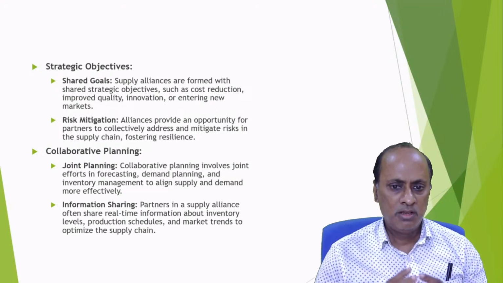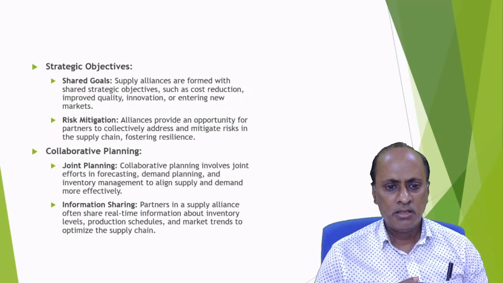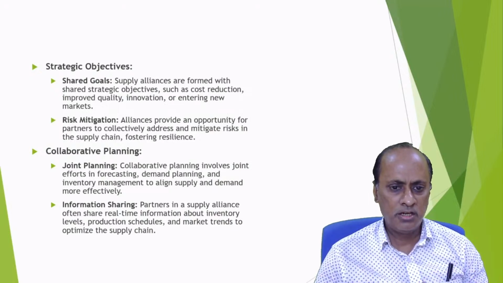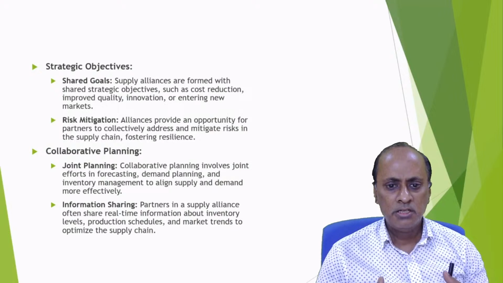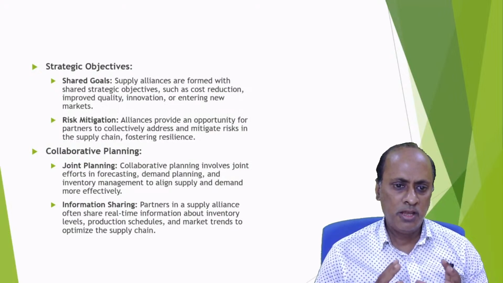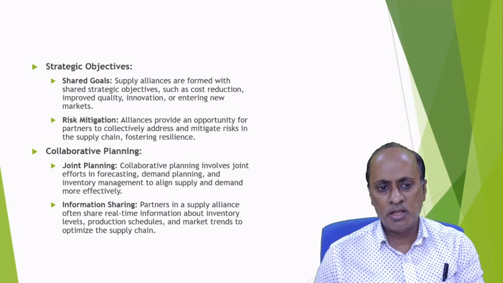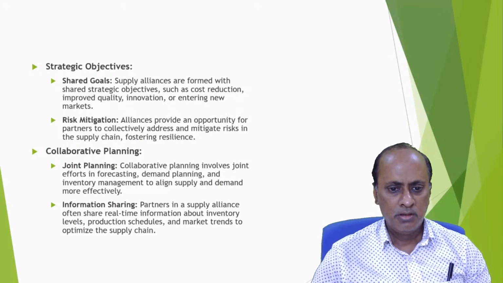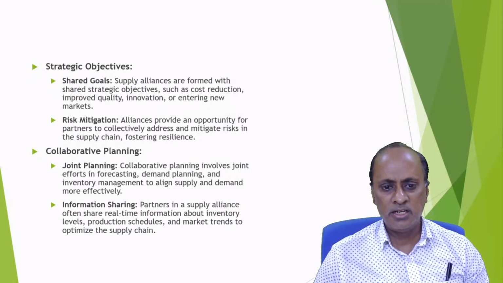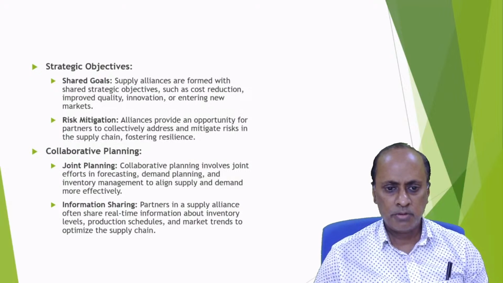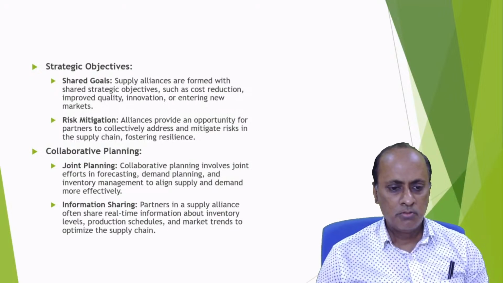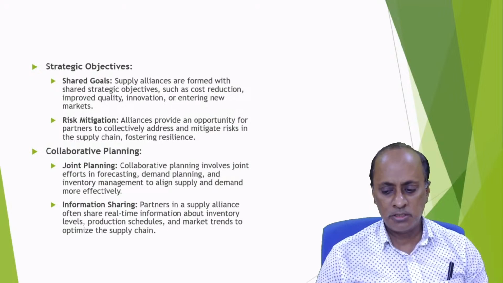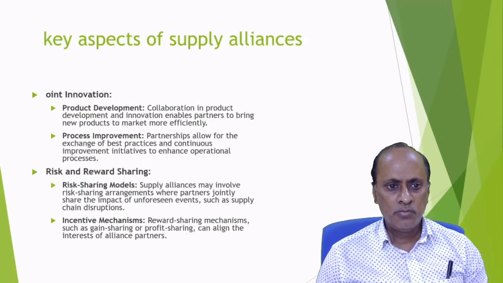Collaborative planning consists of joint planning and information sharing. When you plan anything, we may have collaborative planning. That means if you have demand forecasting, demand planning, or inventory management to align supply and demand more effectively, then you should have joint planning rather than individual planning. Information sharing: partners in a supply alliance often share real-time information about inventory levels, production schedules, and market trends to optimize the supply chain. So, in collaborative planning, we plan jointly, and we share information on a real-time basis.